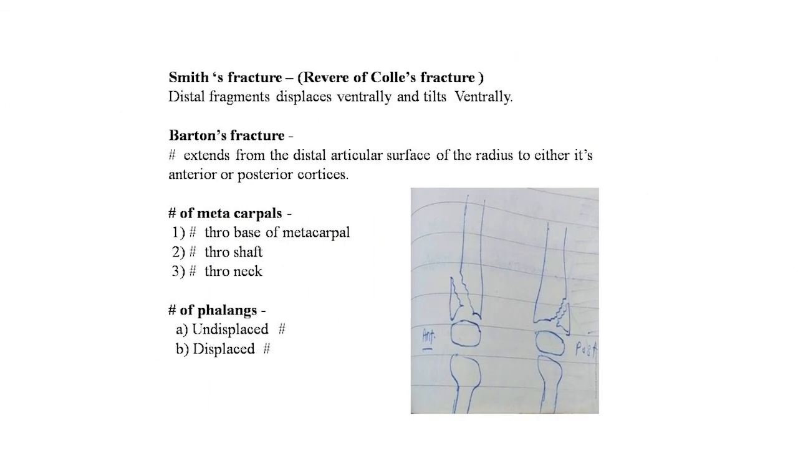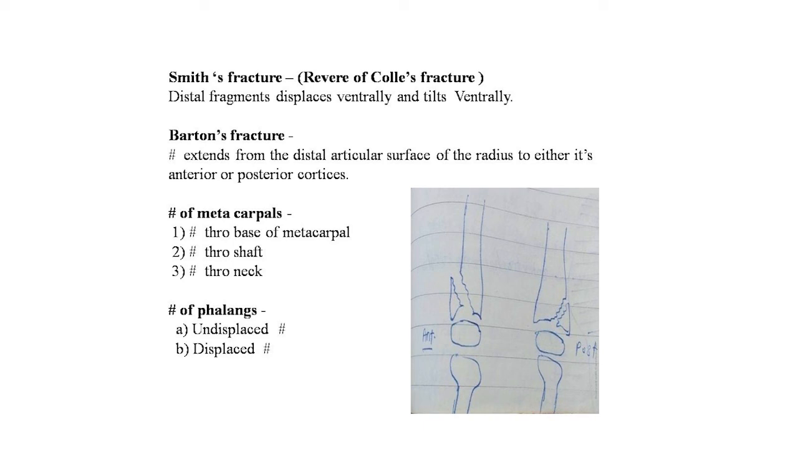Now next is the Smith fracture, the reverse of Colles fracture. These are opposite to each other. In this Smith fracture, the distal fragment displaces ventrally and tilts ventrally. Barton's fracture: the fracture extends from the distal articular surface of the radius to either its anterior or posterior cortex. Dear students, here is the image showing the anterior view of the Barton's fracture and the posterior view of the Barton's fracture.